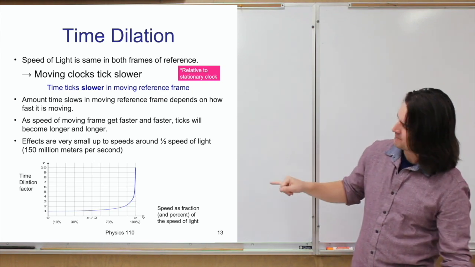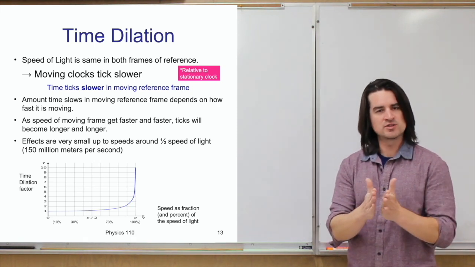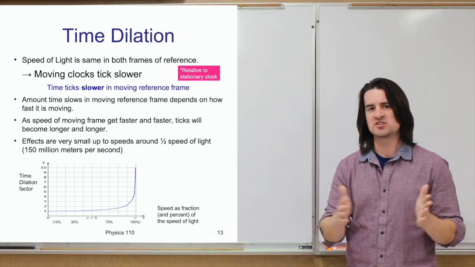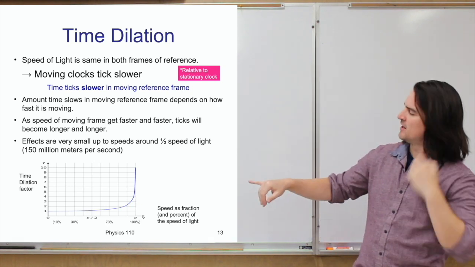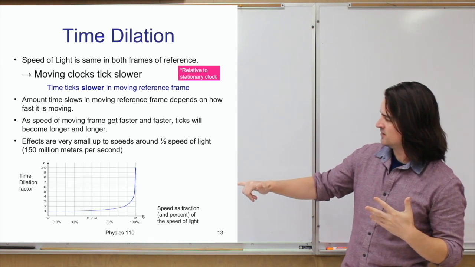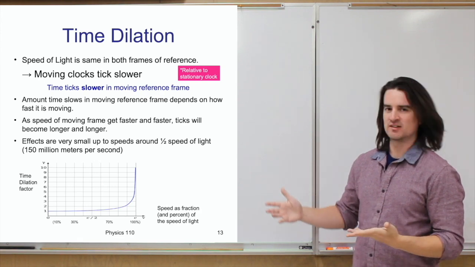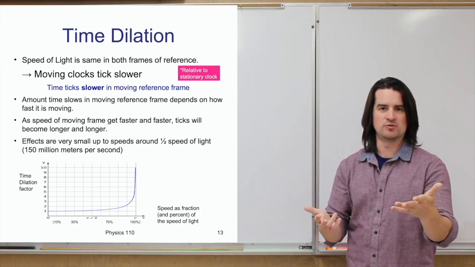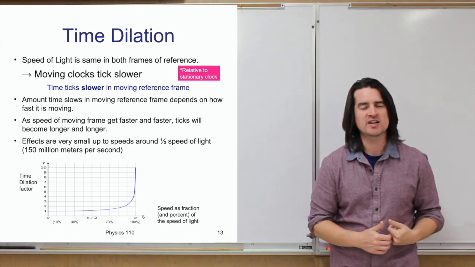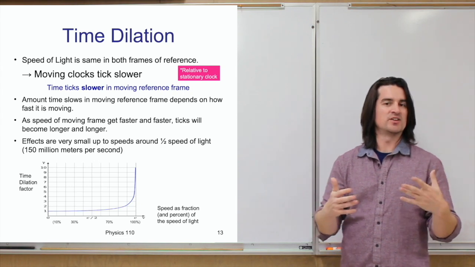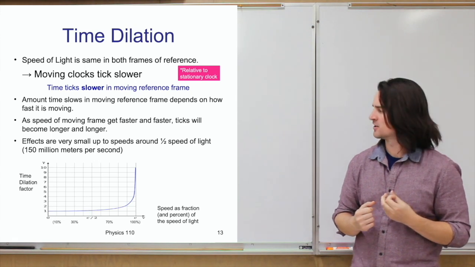So this graph at the bottom here is essentially showing how much time dilates, or how much longer each tick of the clock gets, as that reference frame moves faster and faster. And that blue line is showing that all the way up to about half the speed of light, one tick on the stationary clock is pretty much one tick on the moving clock. So even if you're going 150 million meters per second, there's still not going to be a very noticeable difference, on human scale, between the two clocks.